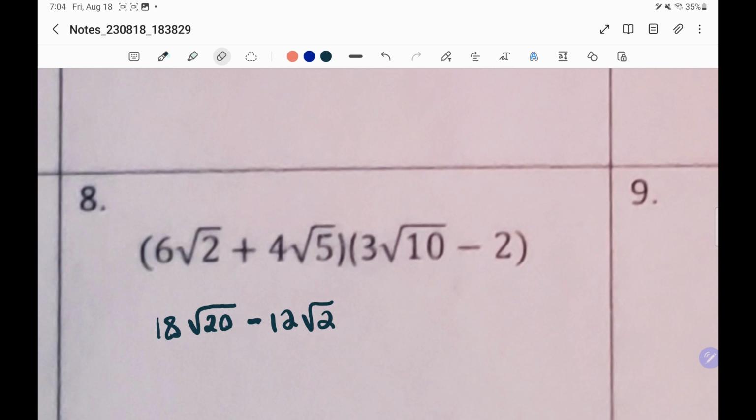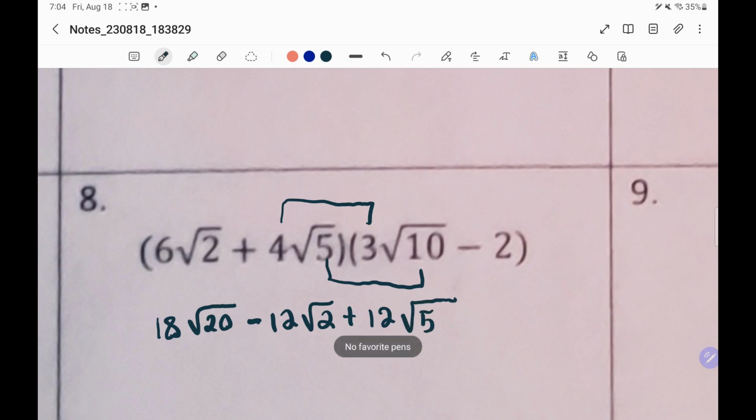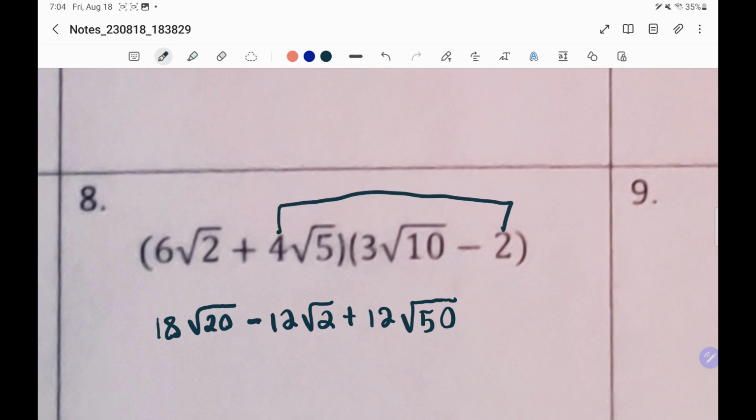Now let's keep going. So we're going to do this one now. We're going to have 4 times 3, and then we're going to have 5 times 10. So 4 times 3 is 12. And it's positive, right? Because the 4 is positive and the 3 is positive, so plus. And now I'm going to do the square root. And what am I going to have? 50. There we go. Now we do the final step, which is multiplying the 4 and the negative 2, because this 2 doesn't have a radical, so that's why I can do that. So I'm going to do negative 8 square root of 5.